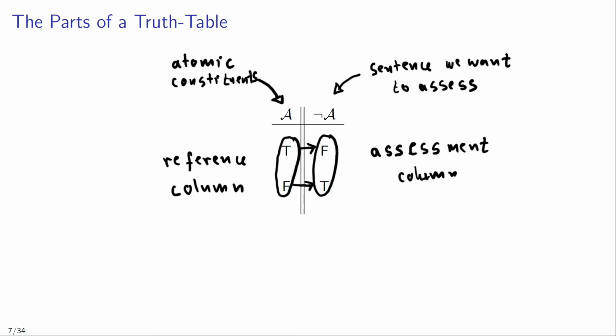We have an assessment column, a sentence that we want to assess, a reference column, and the atomic constituents of the sentence that we want to assess. And the truth table then allows us to represent the truth value of the sentence that we want to assess as a function of the truth values of its atomic constituents.